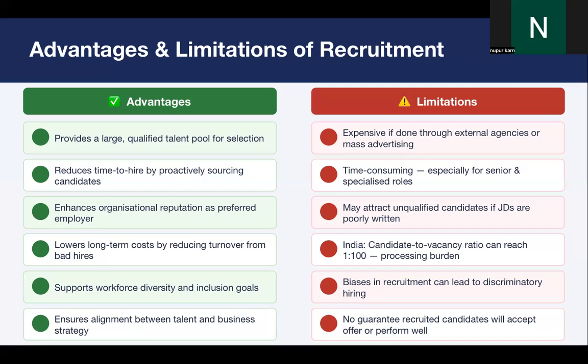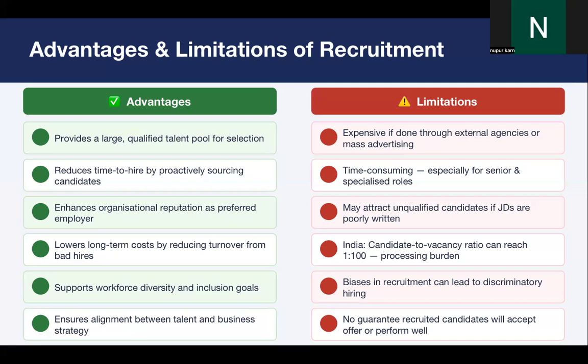Biases in recruitment can lead to discriminative hiring. There are also biases, especially in the current scenario where recruitment is done through AI. There are high chances of biases in recruitment, because the systems are run on historical data, and there are biases in the previous recruitment in the company.